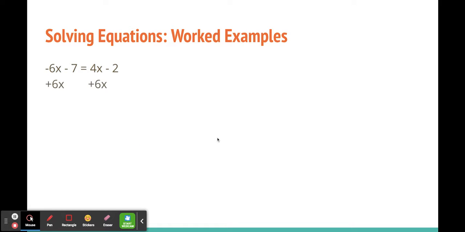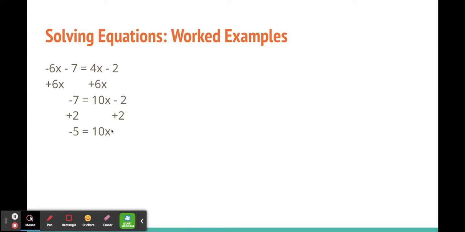I chose to start by adding 6x to both sides. That leaves us with negative 7 equals 10x minus 2. From here, the best choice would be to add 2 on both sides so that we have only numbers on the left, negative 5, and only x's on the right, 10x. So if we imagine a hanger, the left side would have 5 negative 1s, and the right side would have 10 positive x's.